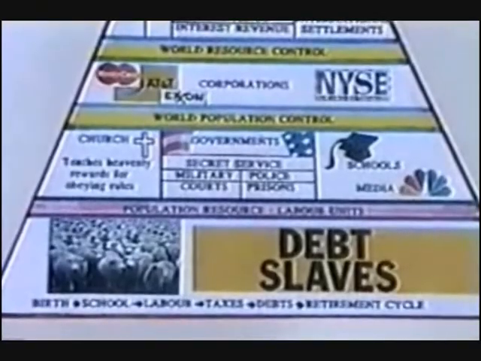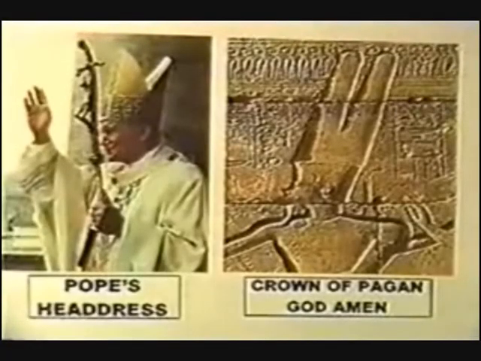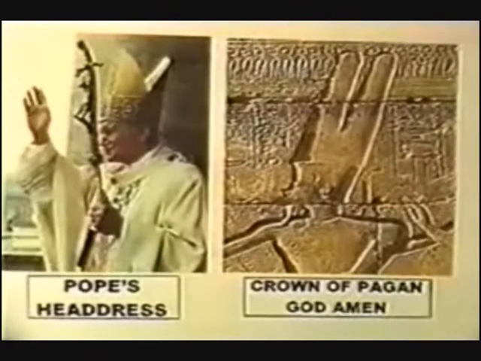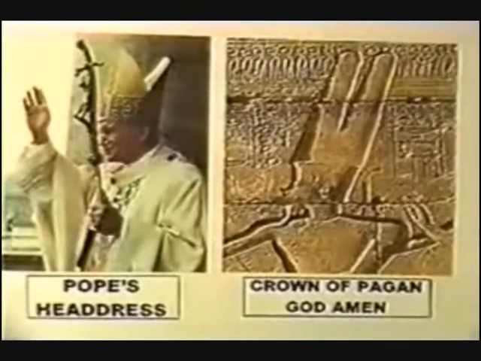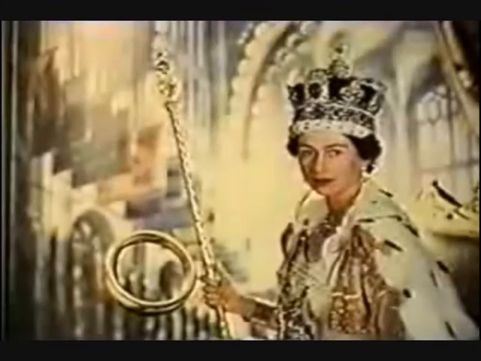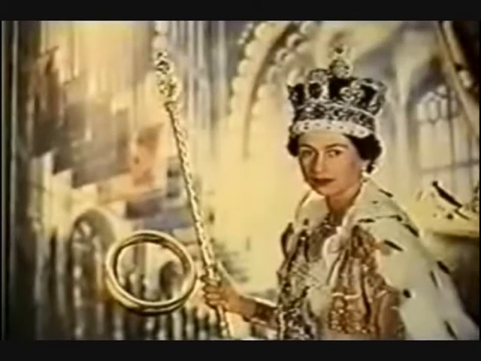The Pope's headdress is strikingly similar to the headdress of the Egyptian god Amun. His bent cross resembles the scepter of Amun. Like the Egyptian pharaohs, British monarchs wear signet rings, which over the millennia have been passed down from their Hebrew ancestors.